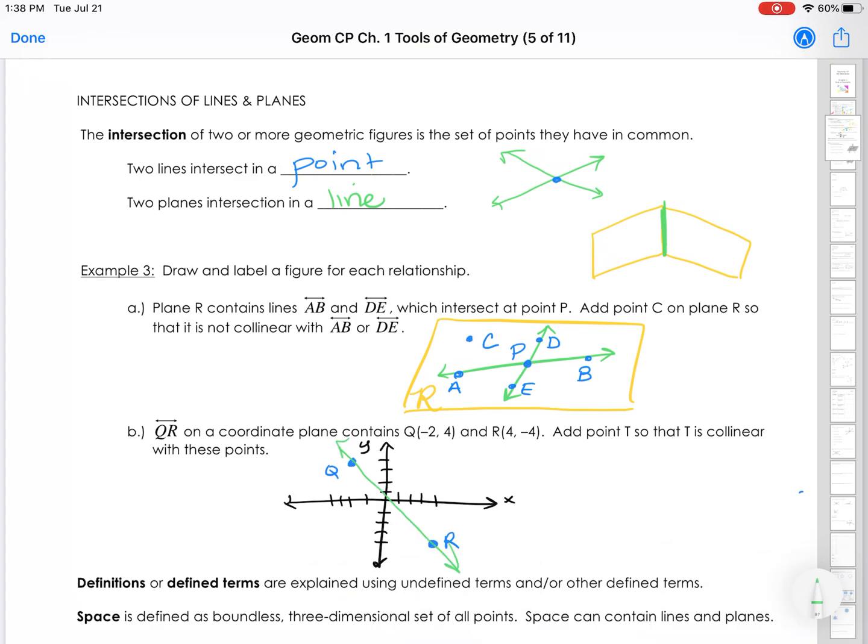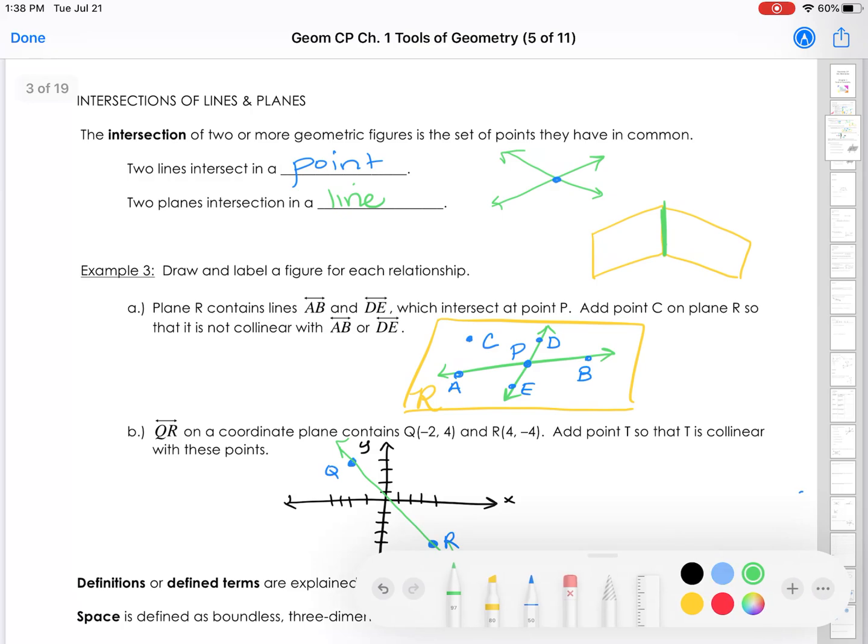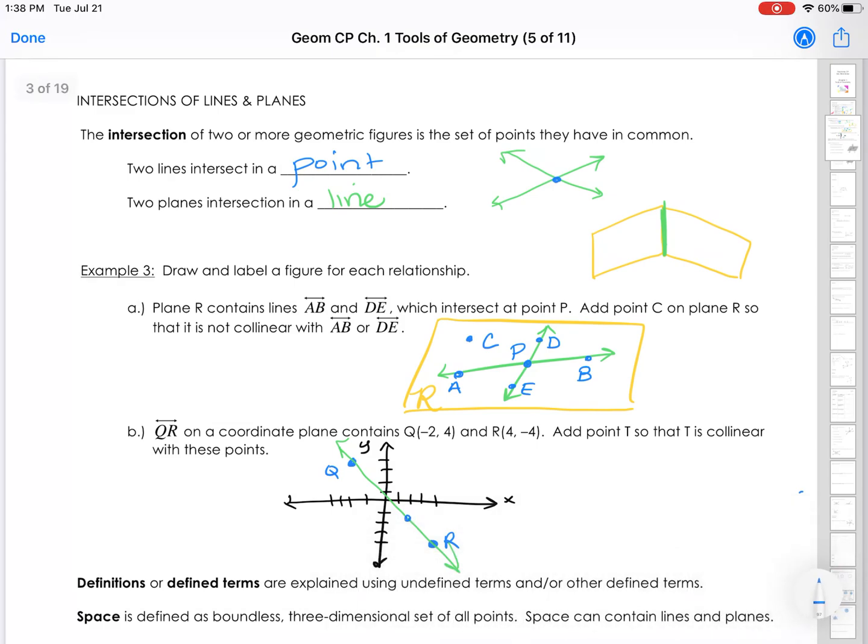Okay. Next, what we want to do is add point T so that T is collinear. So T could be added in between Q and R. It could be on the outside of Q or the outside of R. It's up to you. So if you want to put it in here, if you want to put it over here, it does not matter as long as it's on that green line.